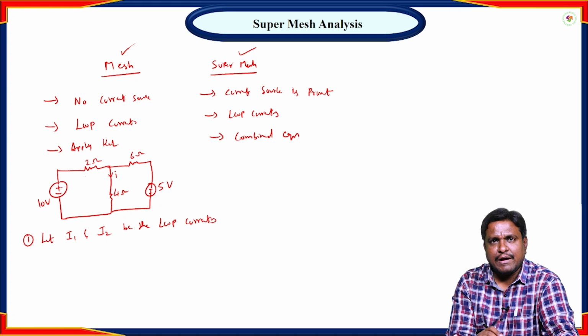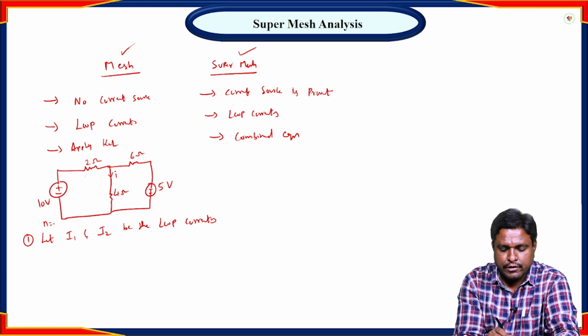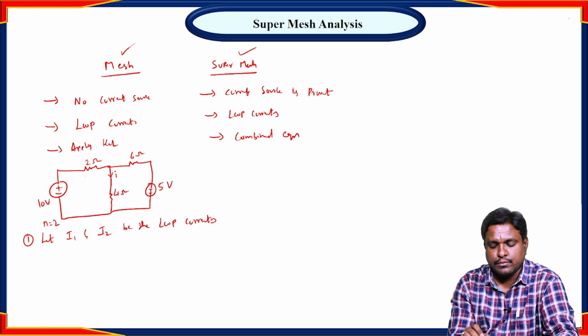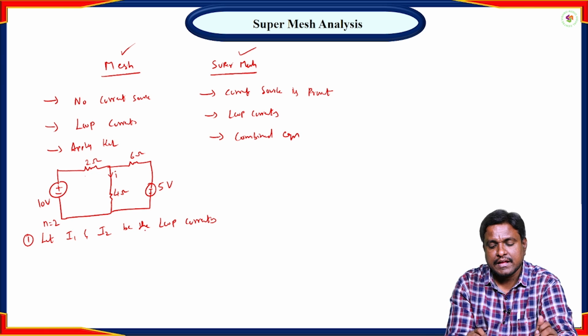So first we have to identify the number of loops in the circuit. The number of loops is equal to 2. So I am going to assume 2 loop currents. Let I1, I2 be the loop currents. How we are going to find the current I here is, first we find the loop currents, and from the loop currents we find the response I for the given circuit.